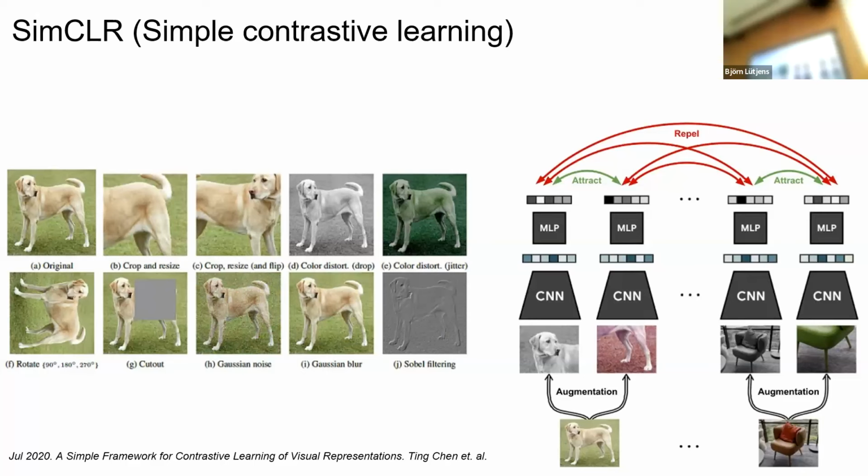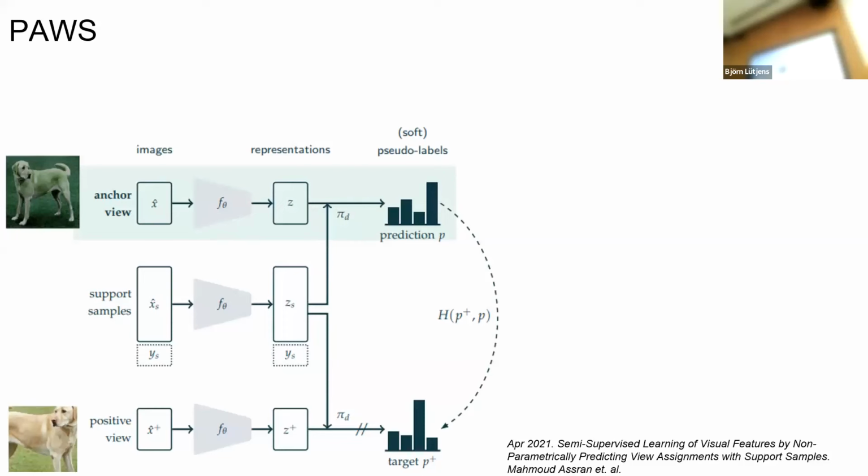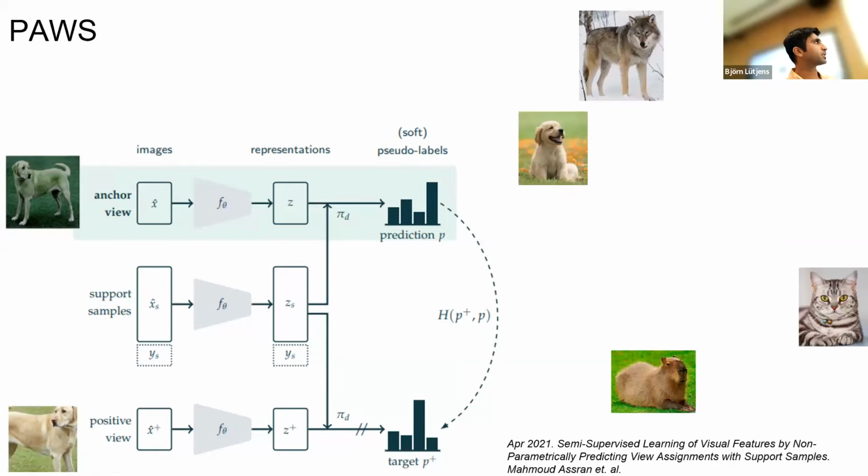And that's one method. Another method is a similar approach where you're taking two transformed versions of the image and teaching a model that these representations should be closer. But the way you're doing it is slightly different. In this case, you're using the label data that you have. So you have your label set, which is the support samples.